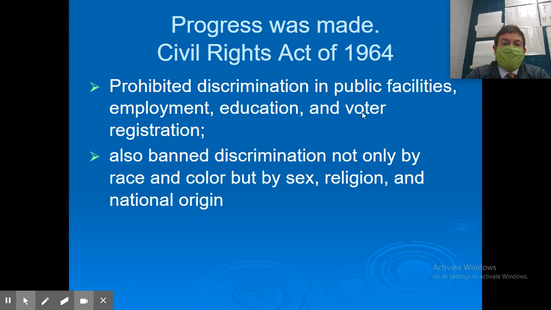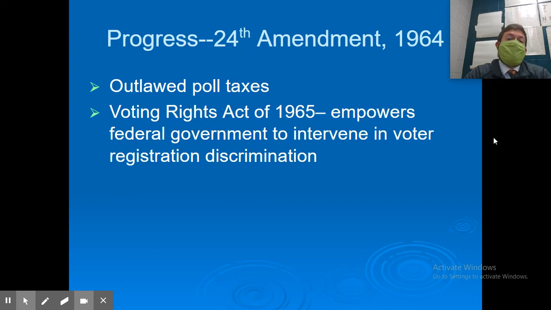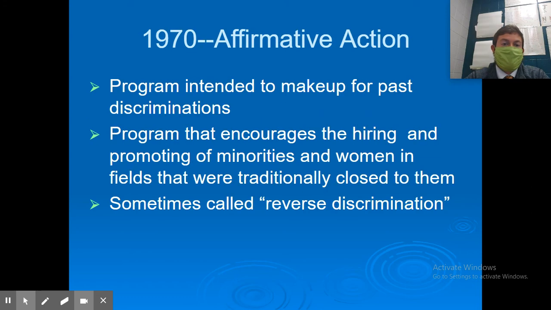So some progress was made. The Civil Rights Act of 1964, it prohibited discrimination in public facilities, employment, education, and voter registration. It also banned discrimination not only by race and color, but by sex, religion, and national origin. Then in the 24th Amendment, which happened in 1964, it outlawed the poll taxes, which if you remember was a way to do voter suppression. You also had the Voting Rights Act of 1965, which empowers federal government to intervene in voter discrimination. Okay? So if there is some type of voter discrimination throughout the country, it gives the federal government the power to step in and intervene there.